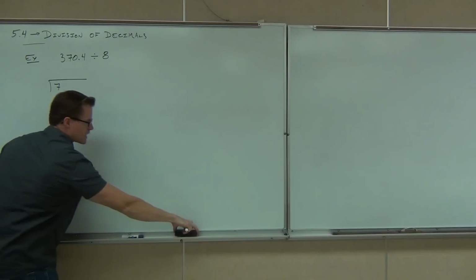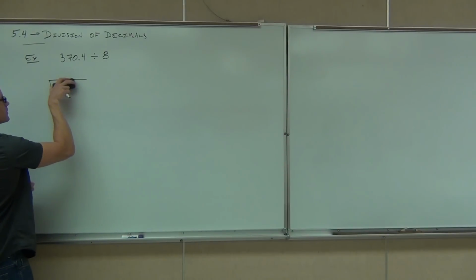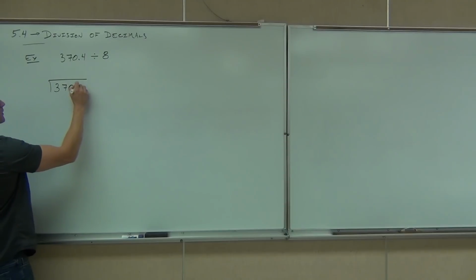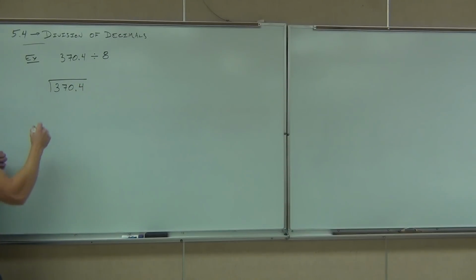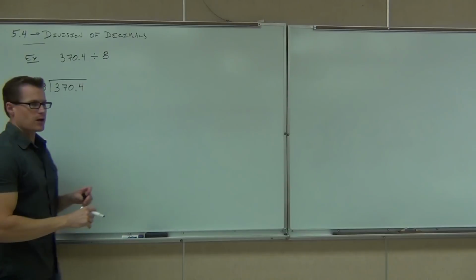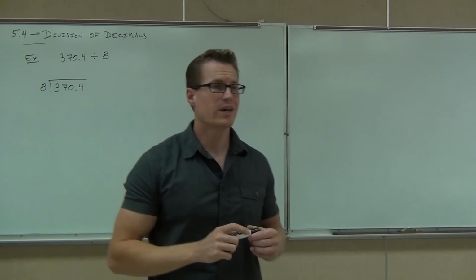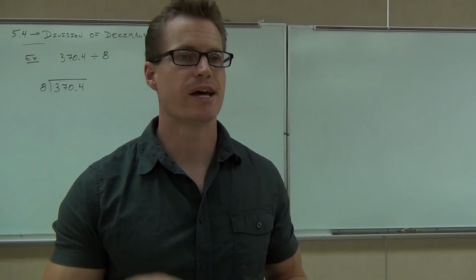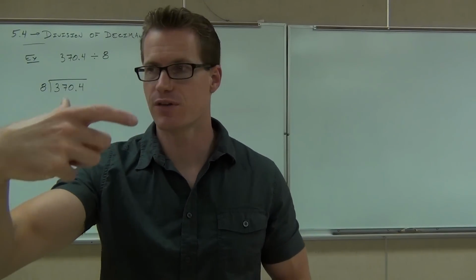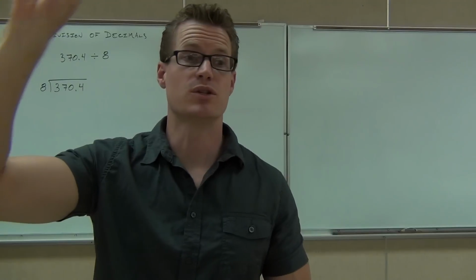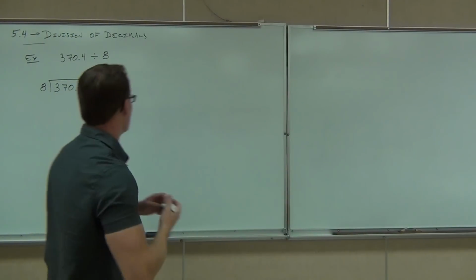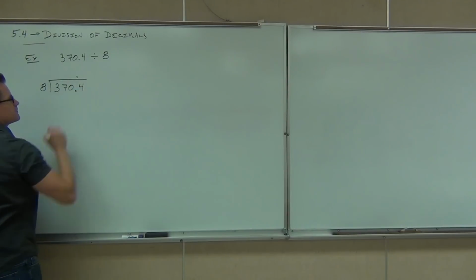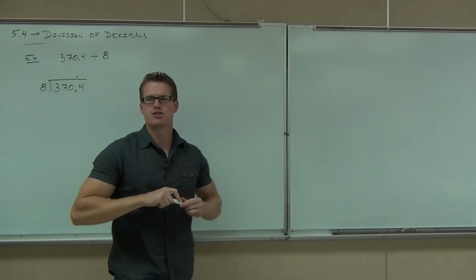Well, we're going to set that up the same exact way. So we'll have 370.4 inside, 8 on the outside. We can do division exactly the same way with decimals as we did with whole numbers. The only thing you have to remember is that if you have a decimal in your number inside of our division symbol, that also needs to be translated to the top of our problem, or the quotient. So if we have a decimal here, the first thing we're going to do is move that right up there. Then we'll do our division just like normal.